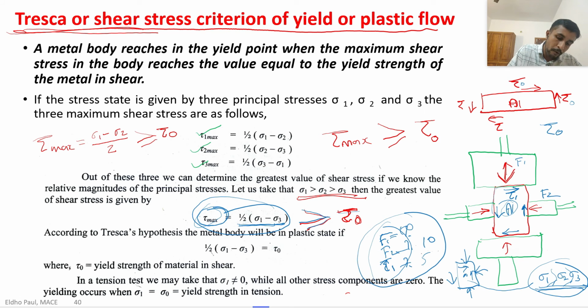And if we use 5 Newton, 3 Newton, 2 Newton, and then analyze sigma 1, sigma 2, sigma 3, we get different values. Using that, I calculate tau maximum. If tau maximum is less than tau 0, then these 5, 3, 2 loads are not enough for plastic deformation. So that is the use of this criterion in the metal forming area.